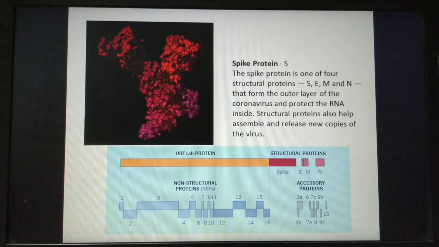So the spike protein has some other accessory proteins called E, M and N which come together. They all form the outer layer of the coronavirus, and it protects the RNA inside. Structural proteins also help assemble and release new copies of the virus. So the viral cycle goes like that: one virus attacks your cell, it goes in, releases its RNA, makes multiple copies of the RNA, synthesizes lots of proteins, including these structural proteins, and they form the envelope once again, make a complete virus, bursts the cell and comes out.